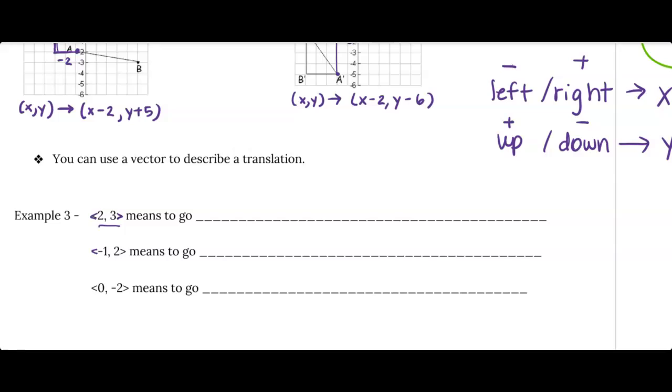And it's the exact same. If the first number is positive, it's right. If the first number is negative, it's left. The second number is positive, it's up. The second number negative is down.